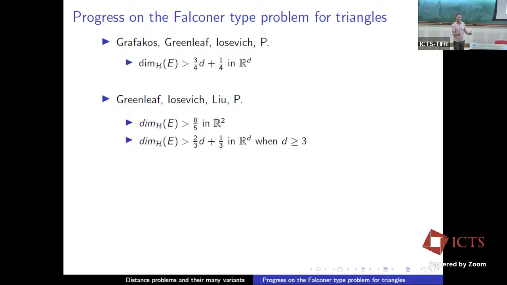It was sort of the L infinity approach, the approach that gave the original Falconer's result of d over 2 plus a half. And so what we mimicked over here was that sort of an approach.